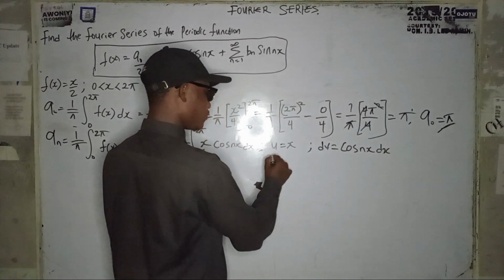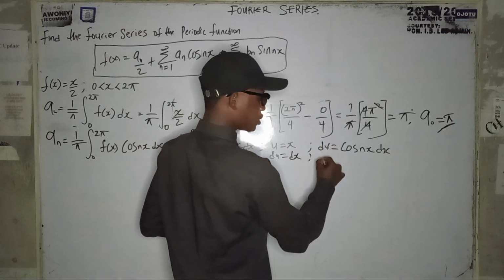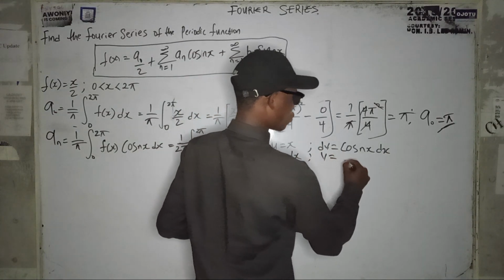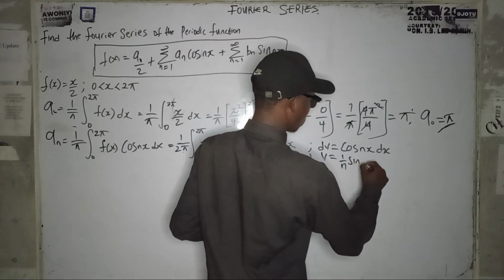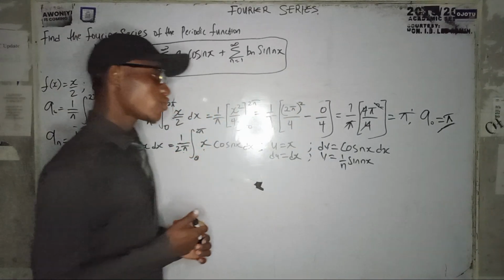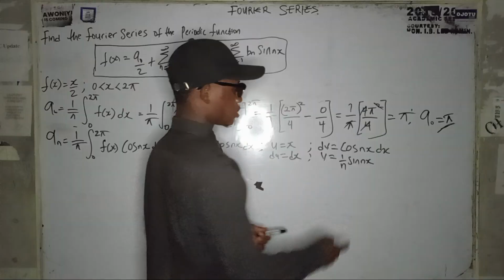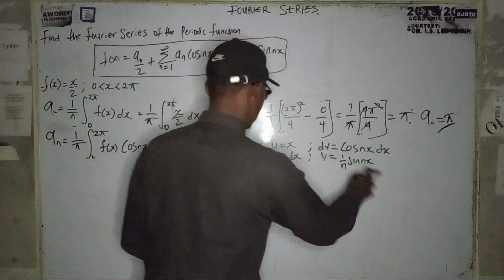So therefore, if we differentiate this, du is equal to dx, and if we integrate this, v is equal to 1 over n sine nx. Now the integration of cos nx is sine nx, but using the chain rule, we have 1 over n sine nx. So that is for that.